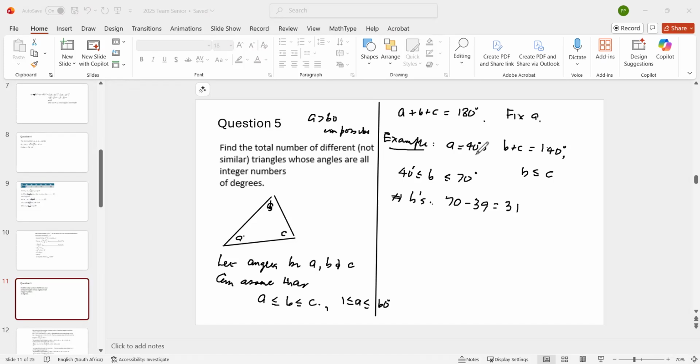So for A equals 40, we know that there are 31 B's, and that forces the C's. For each B, you can get a C, right? Because then you've got A and B, 40 and 31.